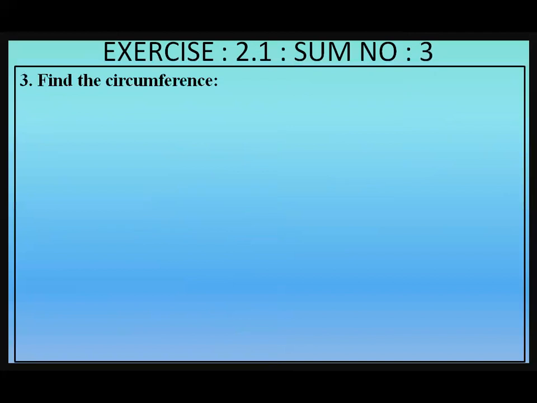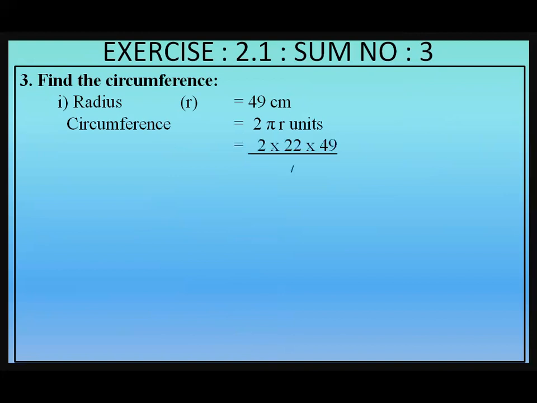Now let's move on to the next one where we find the circumference when radius is given. When radius is given, the circumference of a circle is 2 pi r units. So 2 into 22 by 7 into r, which is 49 centimeters. 7 will divide 49 7 times. So 7 into 2 is 14. 14 into 22 is 308 centimeters.